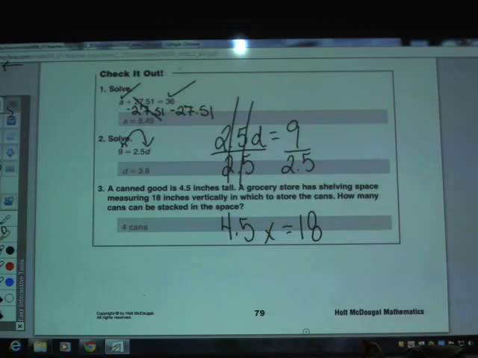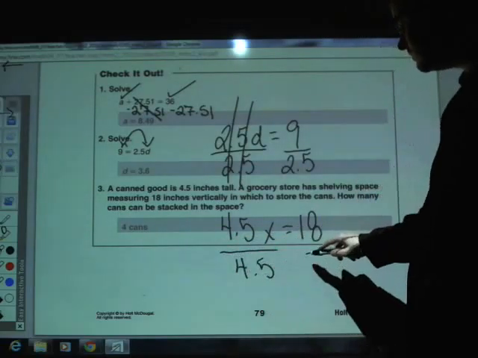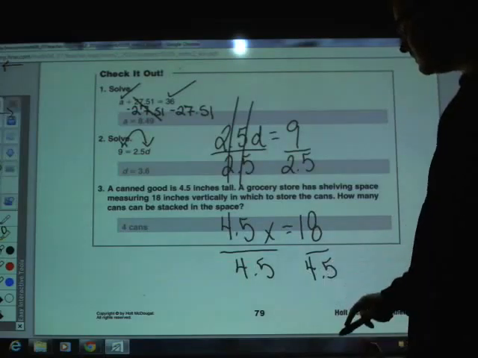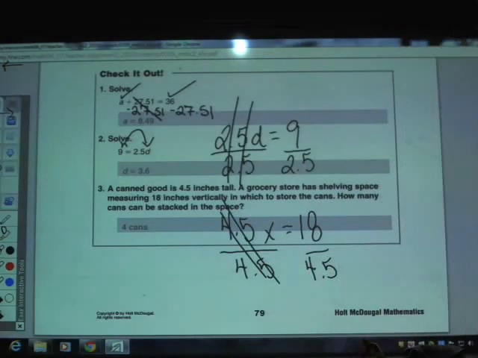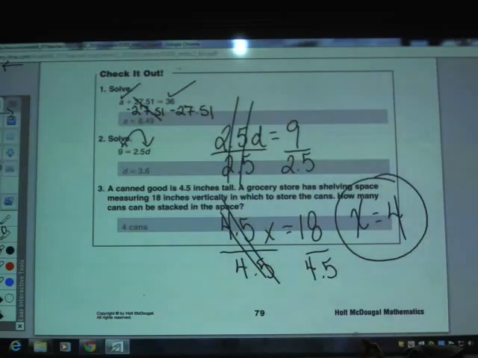Well, we know what to do because we know that the troublemaker here is the 4.5. It's a number, it's on the left, but it's supposed to be on the right. So we're going to divide out 4.5 all the way across. And when I do that, those cancel each other out and leaves me X, which is what I'm solving for because remember, X represents how many cans I can stack in the space. 18 divided by 4.5 is 4, which means I can stack 4 cans in the space.